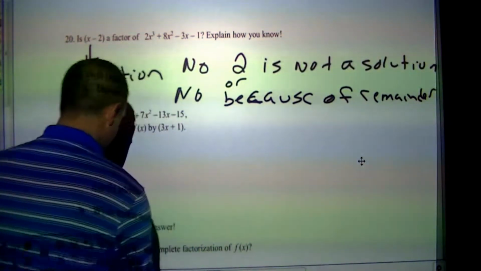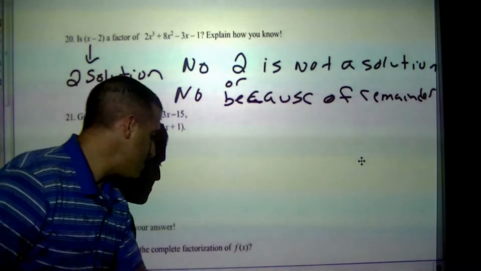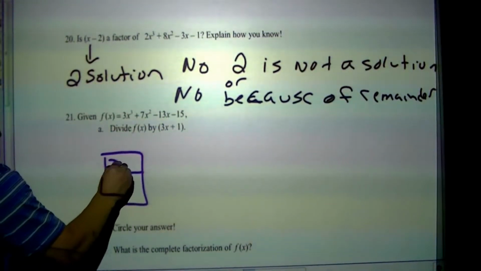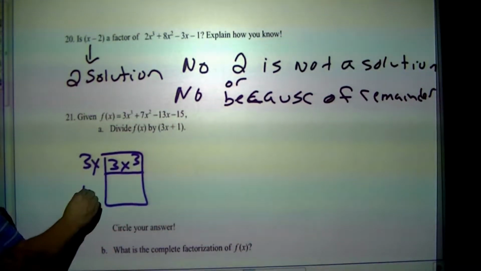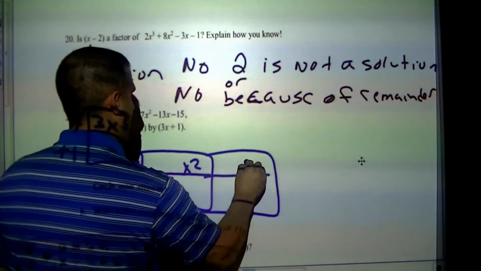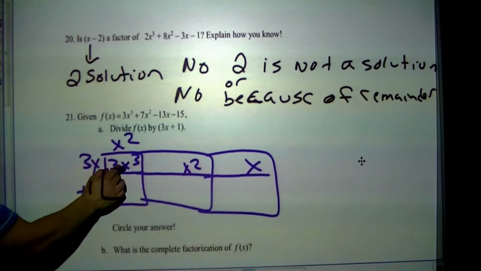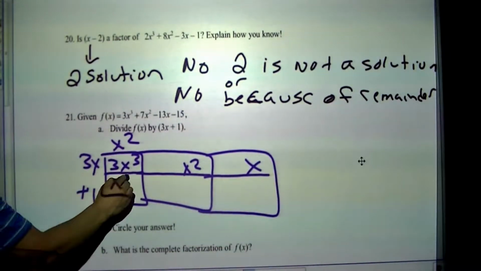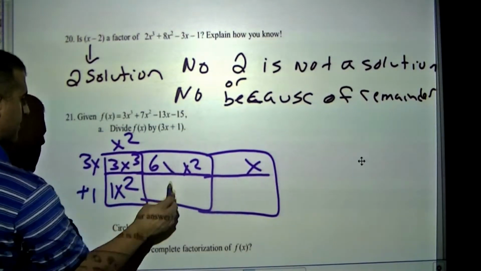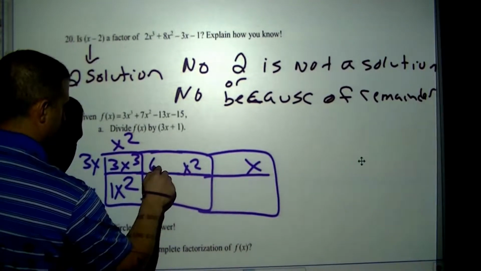Okay? All right. Given this, divide that. We're going to go ahead and do that. So once again, I'm going to start, 3x cubed is going to go in here. 3x plus 1. Since it's x cubed, I know I'm going to have x squared. I also know that I'm going to have x. The only way this works is if this is x squared. This times this has to give me that. That's 1x squared, okay? I got to get to 7, so I got to put 6.